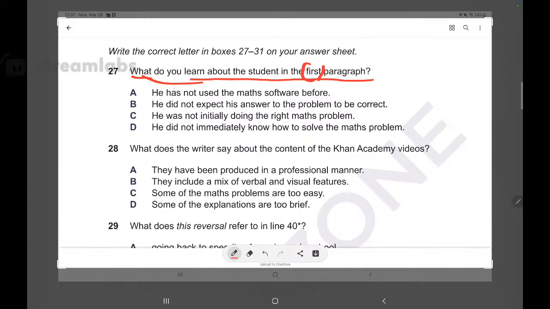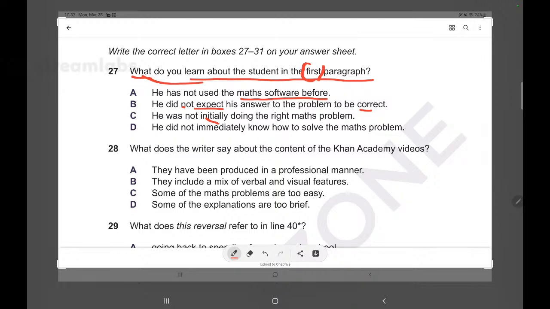He has not used the math software before. He did not expect his answer to the problem to be correct. He was not initially doing the right maths problem. So what's the difference between B and C? Initially, when he was first doing it, he didn't get the answer correctly. Very similar answers, B and C.